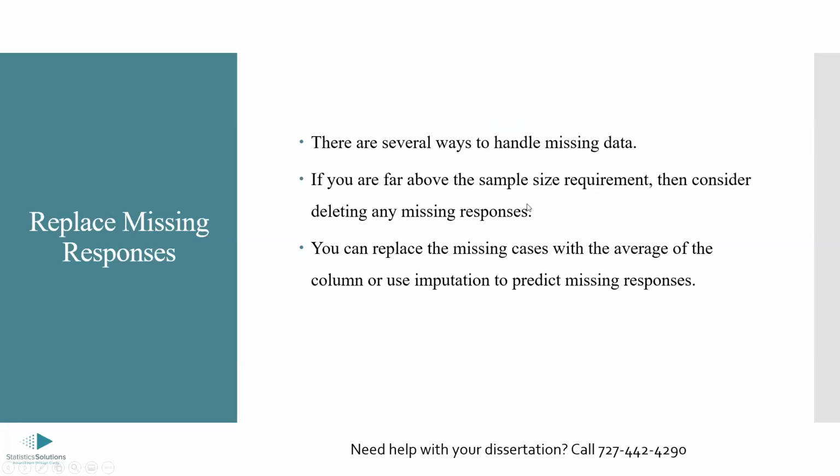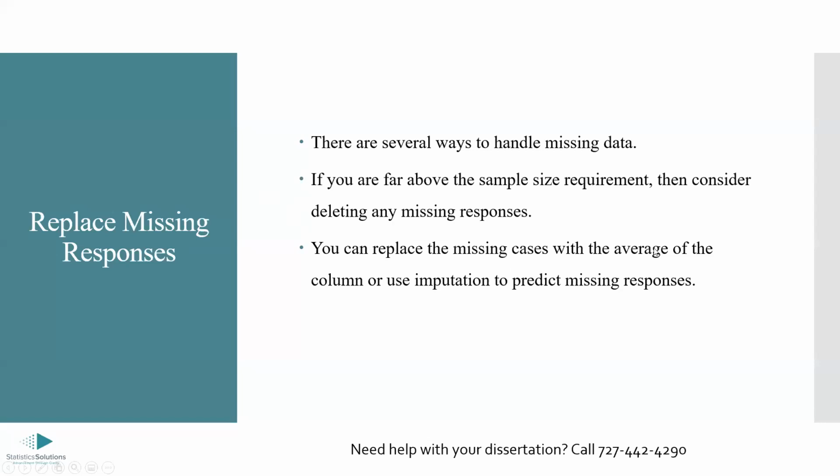So if you're far above the sample size requirement, then I would consider deleting people that missed any responses. There's a lot of different ways to handle it depending on what reference you read. But if you are leaps and bounds above your sample size requirement, I think it's okay to just delete cases completely that missed an item. You want a full spreadsheet. That should be the goal. But if you're kind of hovering around the power analysis calculation, or you're even below it, then you might want to consider using imputation or mean imputation or predictive imputation.